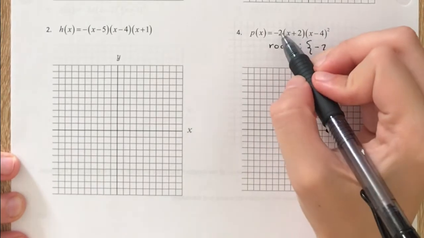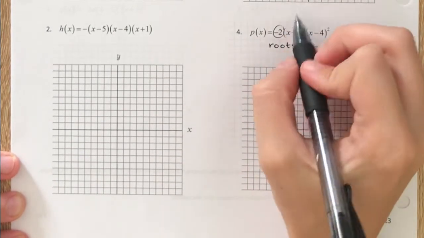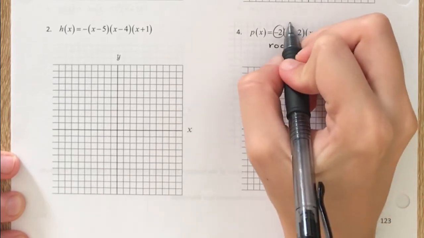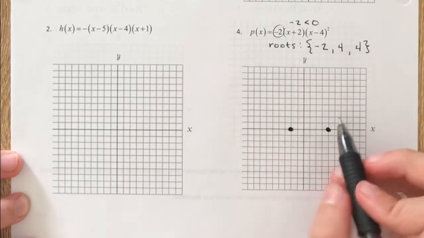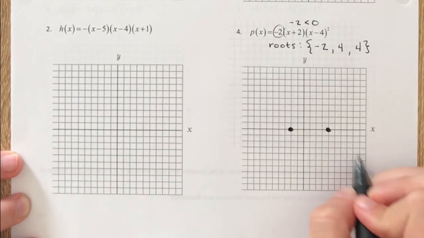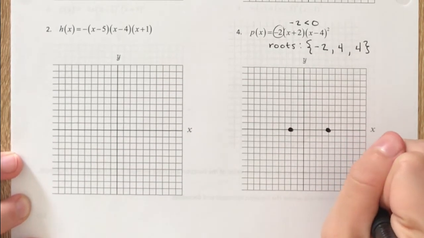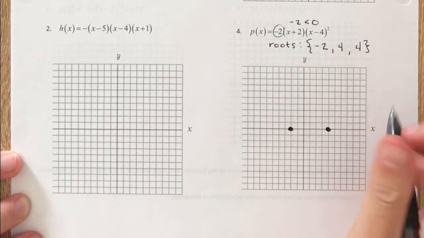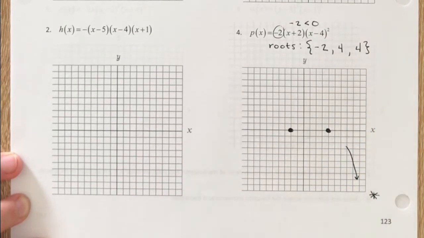What does our leading coefficient tell us about our end behavior? Well, we've got -2, which is less than 0. It's negative, so we're actually going to move off the graph in the negative direction. So we need to be pointing towards this corner here. So our graph is going to start off like that.